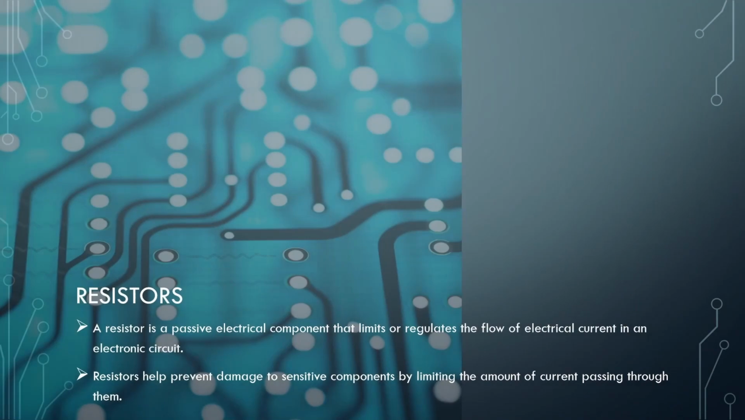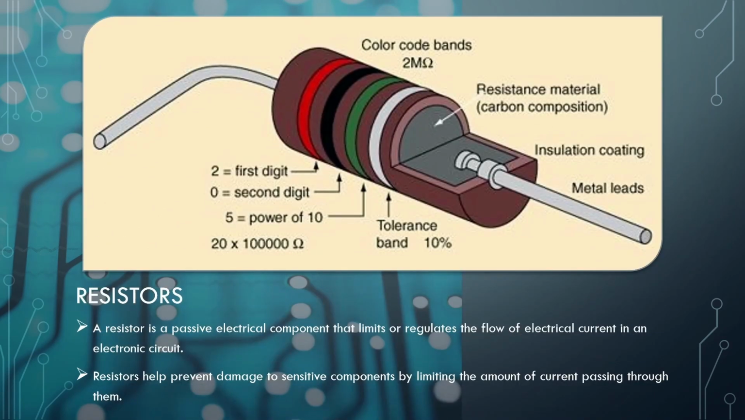So the first component that we are going to discuss in today's video is a resistor. A resistor is an electronic component that restricts the flow of electric current in a circuit. So what are the functions of a resistor? The main function of a resistor is that it restricts the flow of current passing through a circuit so that it can be protected from overloading and burning.